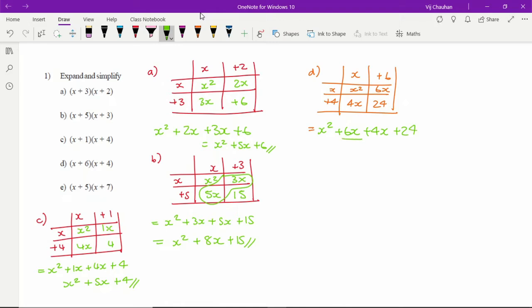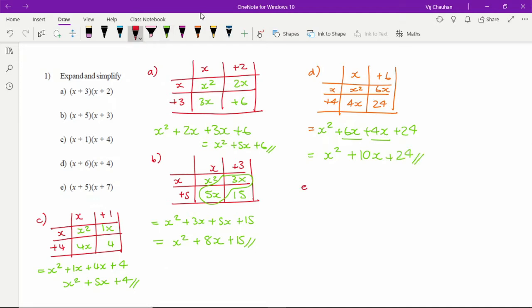Now if you've got the 6x and the 4x the other way around, it's not a problem, because when you're adding, the order doesn't make a difference. And again, as long as the symbols are the same, so you've got a plus in front of the 6x, a plus in front of the 4x, then that's absolutely fine. You're not going to lose any marks if yours is slightly different to mine, which gives me a final answer of x squared plus 10x plus 24, and there's the final answer.